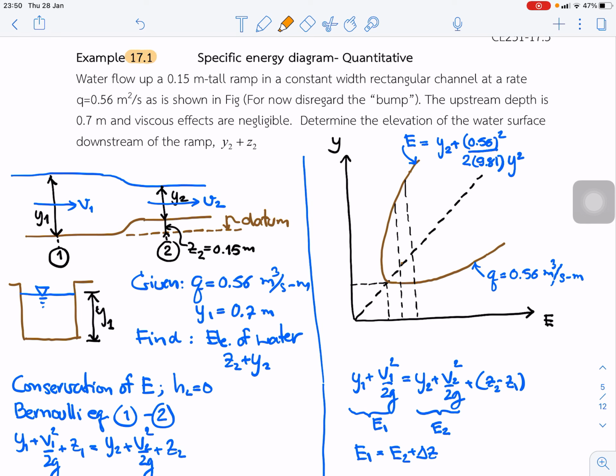Example 7.1 Specific energy diagram. Water flows up a 0.15 meter tall ramp, that is ramp height equal to 0.15, in a constant width rectangular channel at a rate q, small q, of 0.56 cubic meters per second per meter. In the below figure, the upstream depth is 0.7 and viscous effects are negligible. Determine the elevation of the water surface downstream of the ramp.